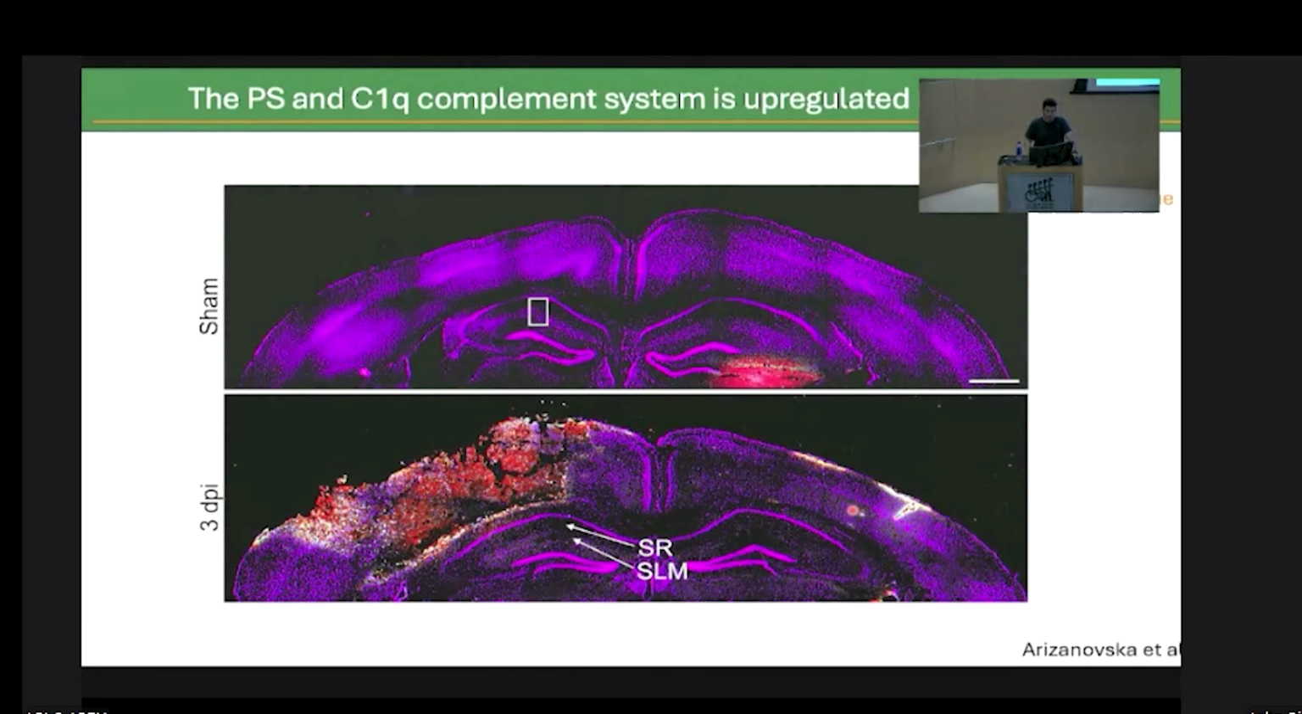So to visualize phosphatidylserine, we used a dye called PSView. It's important that this dye can only bind to phosphatidylserine that's been externalized. It cannot cross the plasma membrane. We see that most of this PS staining is localized to areas of increased damage. But what we're really focused on is the area in the hippocampus, which is the molecular layer. And next I'm going to show you some high magnification images of areas in the hippocampus.